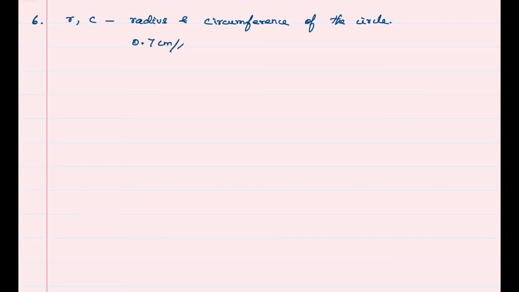Question 6. The radius of a circle is increasing at the rate of 0.7 centimeter per second. What is the rate of increase of its circumference? R and C we will take. Let R be the radius and C be the circumference. Let us write the given values. The radius of a circle is increasing at the rate of 0.7 centimeter per second. 0.7 centimeter per second is dr over dt. What is the rate of increase of its circumference? We have to find dc over dt.